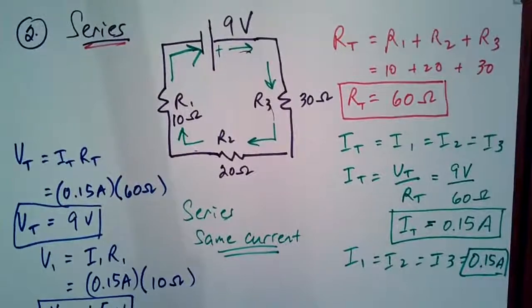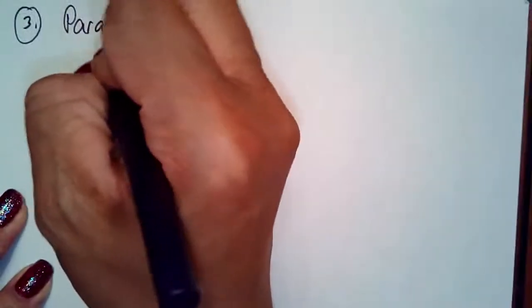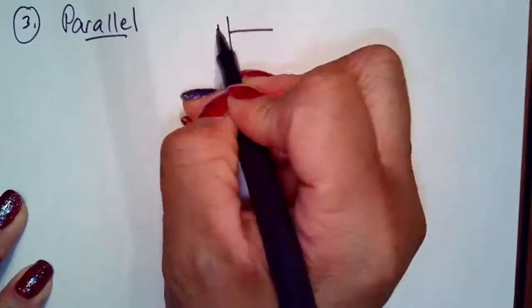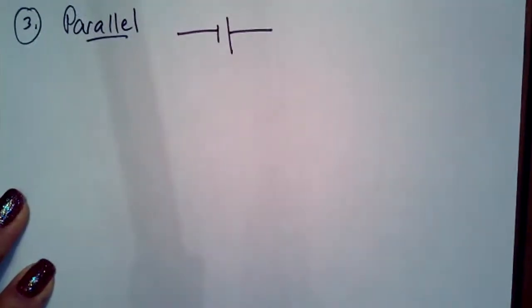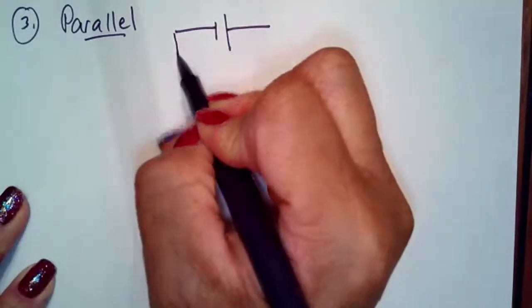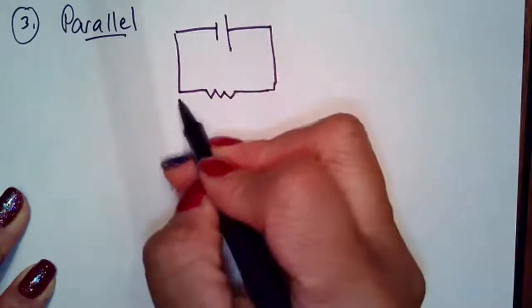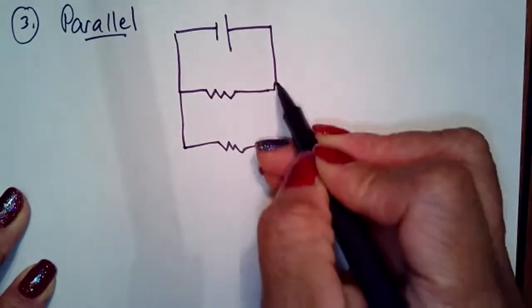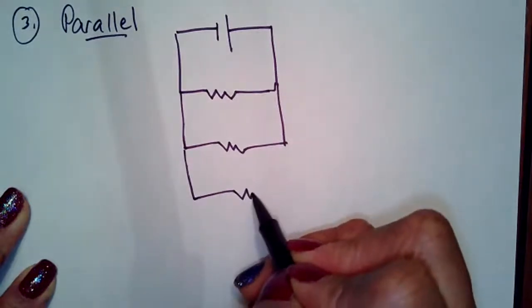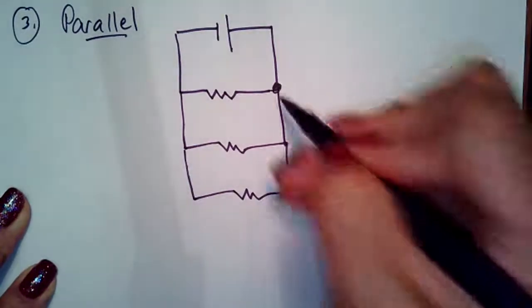Let's talk about a parallel circuit. So in my third example, looking at a parallel circuit, we're going to be looking at the same resistors that I used in example 1. They're all 10 ohms. I'm going to draw it this way. Again, in a parallel circuit, you have junctions. You have junctions right here.